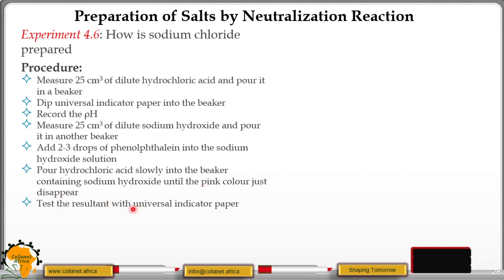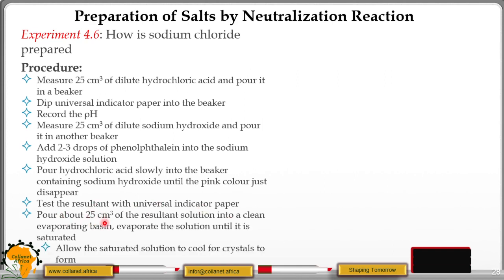Test the resultant solution with universal indicator paper. Pour about 25 centimeters cubed of the resultant solution into a clean evaporating basin. Evaporate the solution until it is saturated. Allow the saturated solution to cool for crystals to form. When cooling, you have to cool it slowly so that you can get large crystals of sodium chloride. Let's look at the discussion.